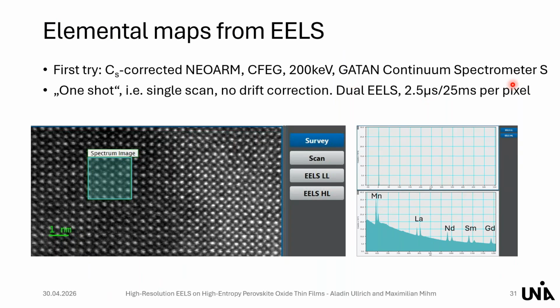Yeah, it's, let's say, a standard Continuum spectrometer. Maybe I should also add that the system they have is a Continuum S. It has a scintillator-based camera, so we call it a GIF camera. So it's not a direct electron counting system, but scintillator-based. Exactly, it's scintillator-based.